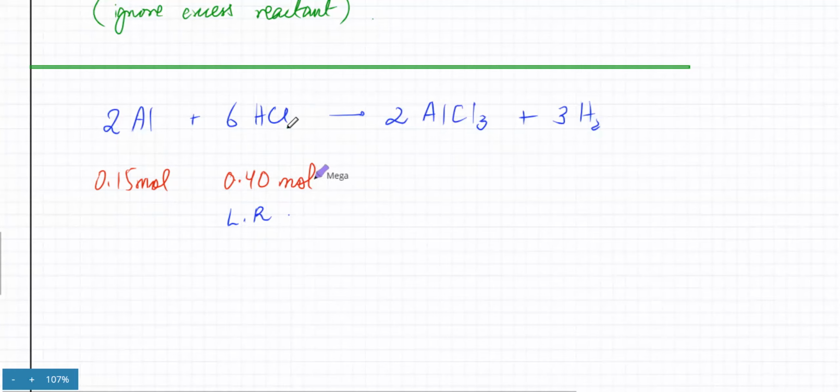Now I'm going to tell you one shortcut about limiting and excess, because it can get confusing which one is in excess, especially when the ratios are very different. So the shortcut is you're given 0.4 moles of this, right? So what you do is divide by the coefficient, which in this case is 6. And this one, the moles given to you are 0.15. So you divide by the coefficient in the equation, which is 2, right? Which one do you think is the bigger value?